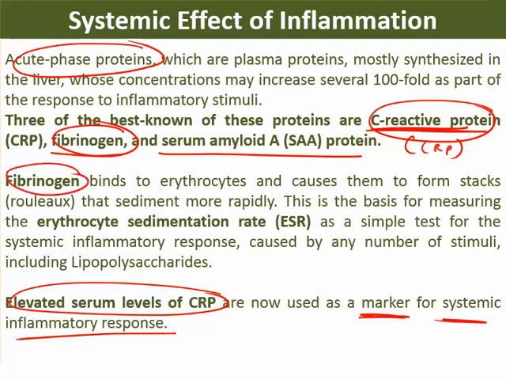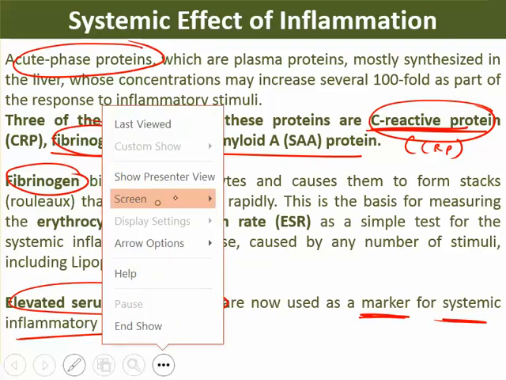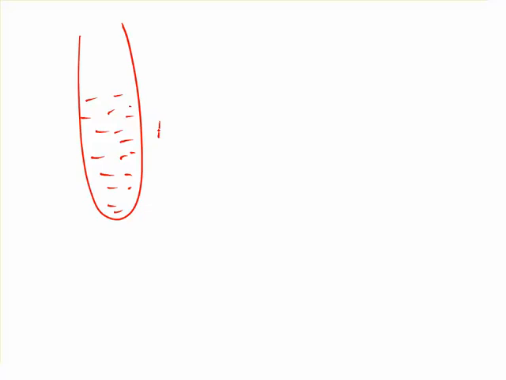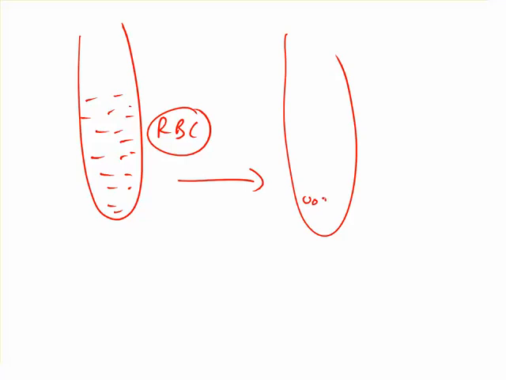Okay, fibrinogen, actually this protein we measure indirectly, because we take the blood and put it in the tube. Blood contains what? Plasma and cells, right? And the cells, they have RBCs, right? If you take the blood and put it in the test tube and keep it, the RBCs settle down. Okay, and it takes some time.